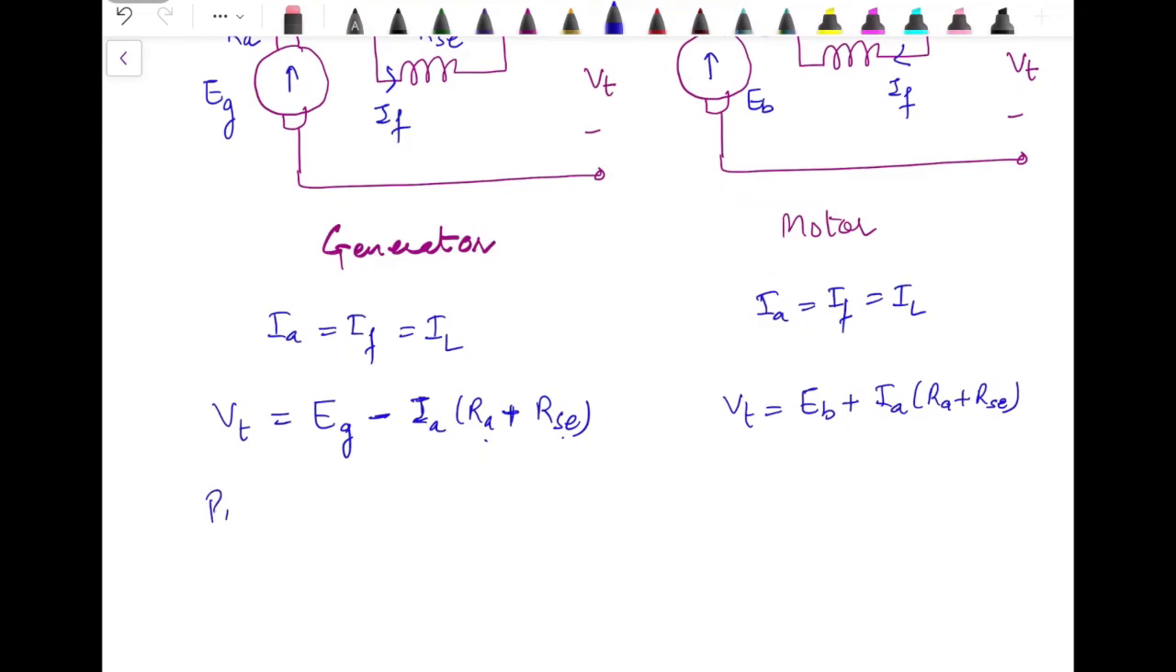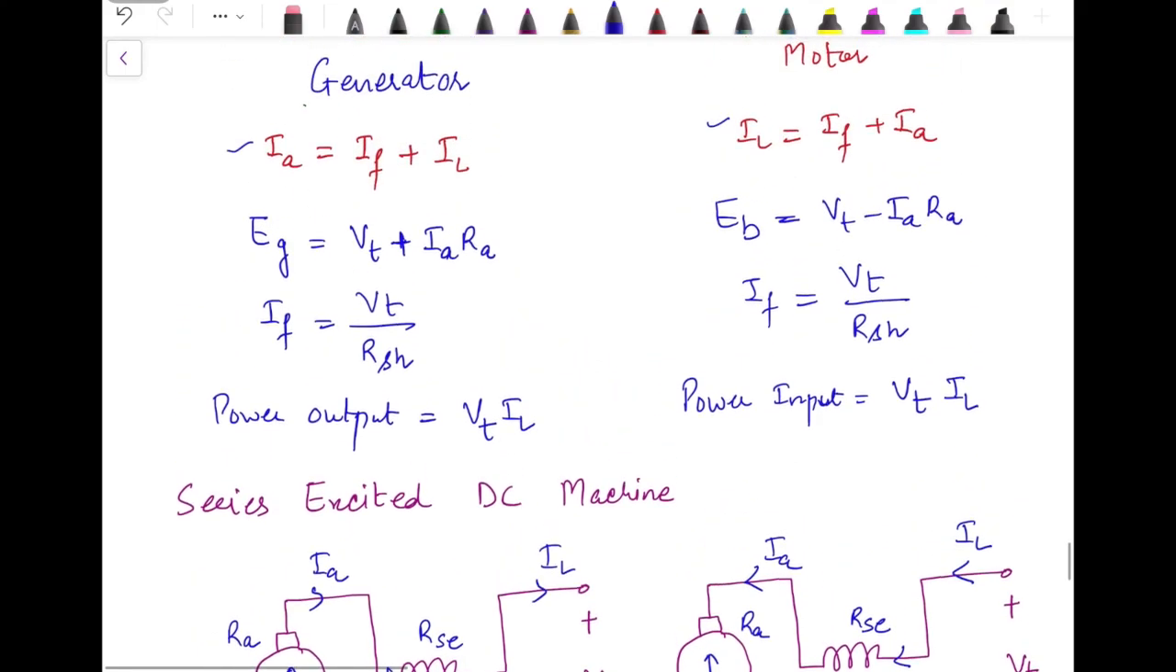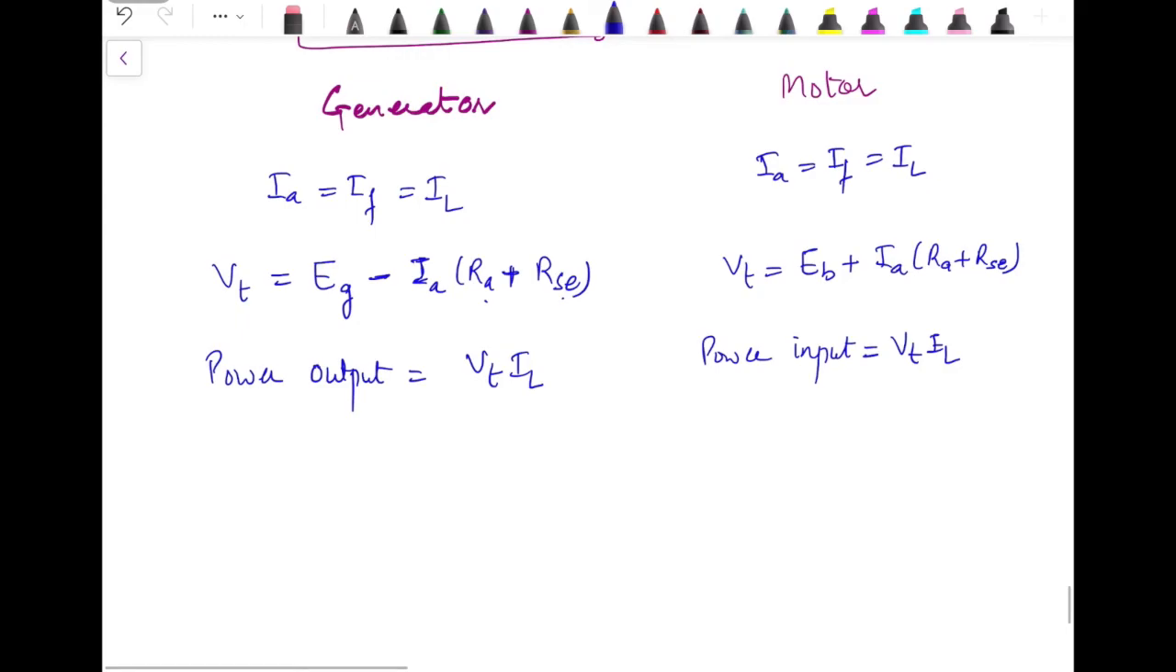Again, the power output in case of the generator is VT into IL, while in case of the motor we have power input, which is equal to VT into IL. Now, based on the relationships which we have derived for the shunt excited machine and the series excited machine, I will solve different numerical problems in the next video.